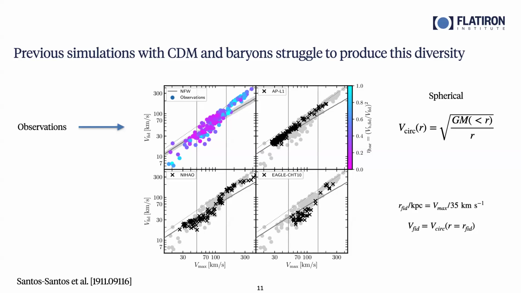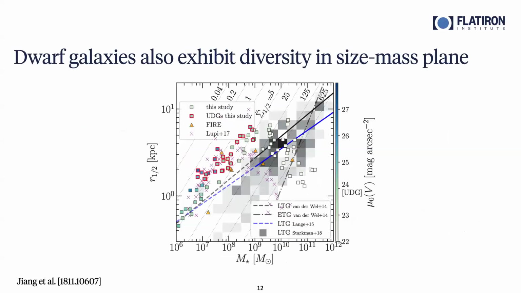And then the third case is this NIHAO project, which is actually the closest to the simulations that I'm going to present. In this case, they're scanning a slightly larger mass range. And again, at or below 100 kilometers per second, they're only producing dark matter cores. So they're not producing those more steeply rising objects.